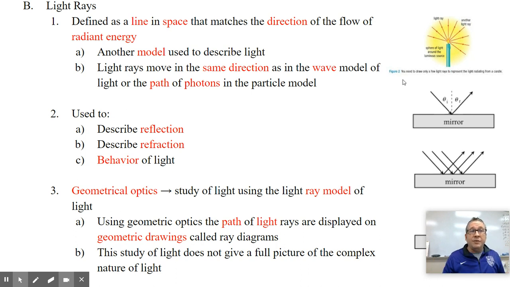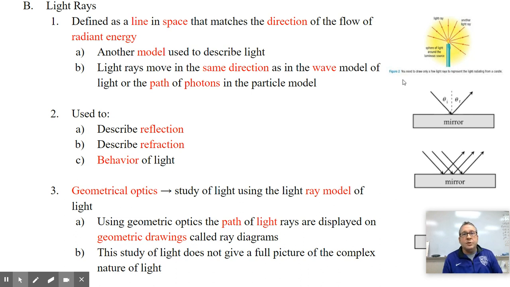Light rays move in the same direction as the wave model of light or as the path of photons in the particle model. So we're bringing stuff from earlier on in this chapter back into the forefront. This light ray model helps describe reflection, also refraction, and also the behavior of light. Here's where we start getting into the geometrical optics part of it. It's a study of light using the light ray model of light.